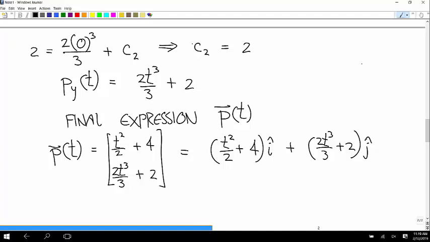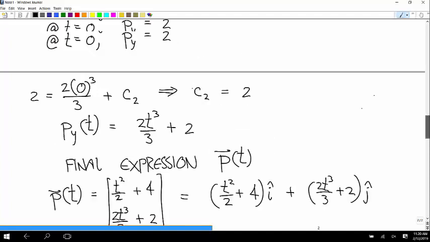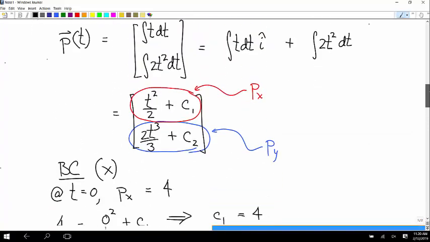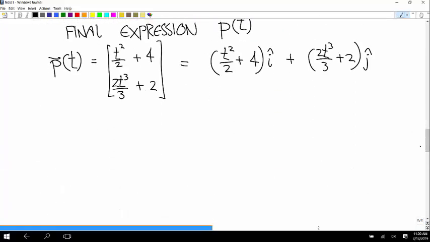At time equals 1, where is it? 4 plus 1/2 is the x position, so 4.5. The y position is 2 2/3. So plot that point, and that's the location of the object in space at time 1 second. Okay. All right. So now we have position, velocity, and acceleration as functions of time. Now we want to figure out what's going on with the velocity and acceleration at time equals 2.